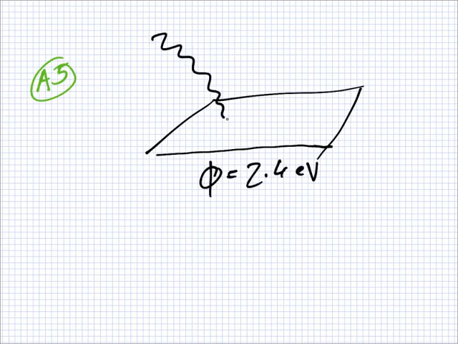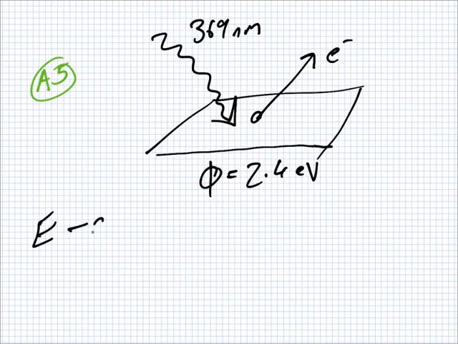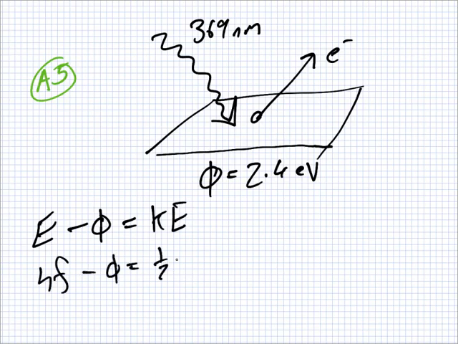You got your light coming in. Its wavelength is 369 nanometers, and off goes an electron. The question is, what is the maximum energy it could have? So what happens here is you have energy from the light plus the energy from being trapped equals the kinetic energy afterwards. HF minus work function equals a half mv squared.